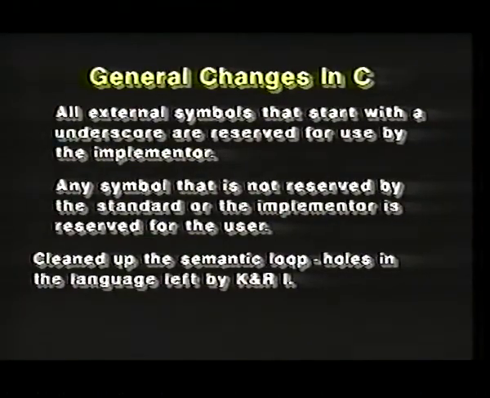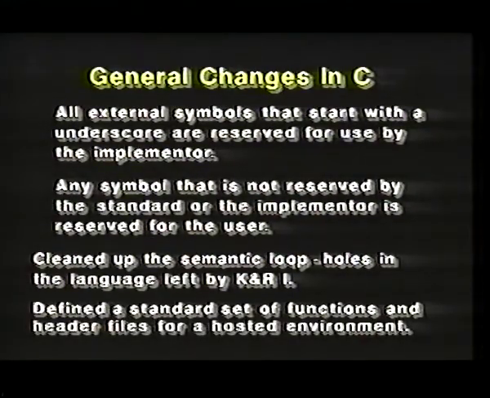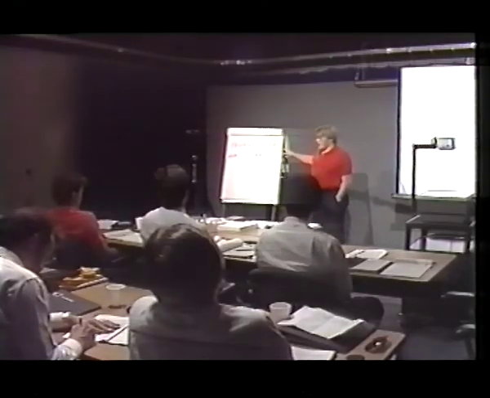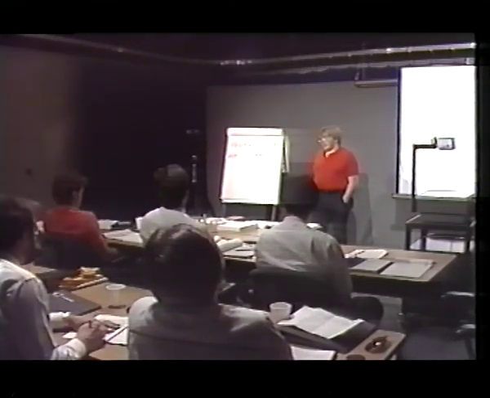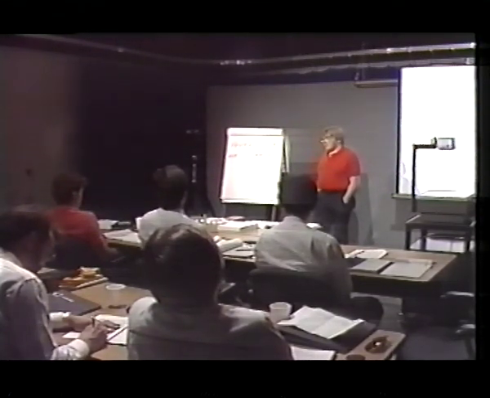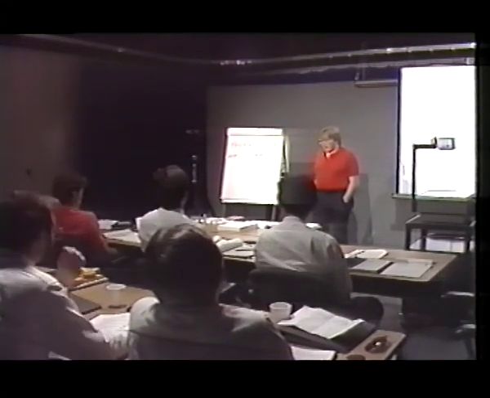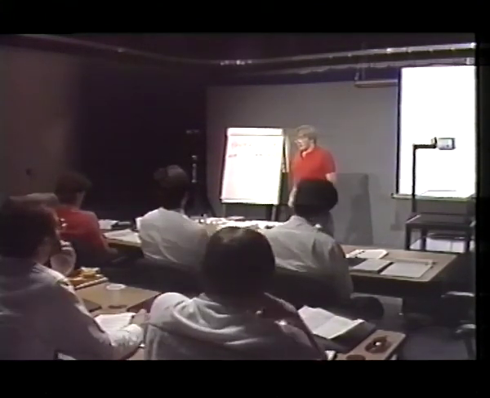One thing they didn't do in K&R 1 was define a standard set of functions that you can include through header files for a hosted environment. ANSI defined those. There are two environments for ANSI C. A hosted environment is basically the Convex. A non-hosted environment is basically an embedded system, like a real-time box to do avionics on a fighter. The library functions are not defined for that, but the language is.